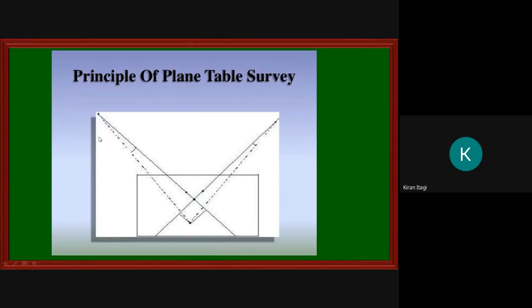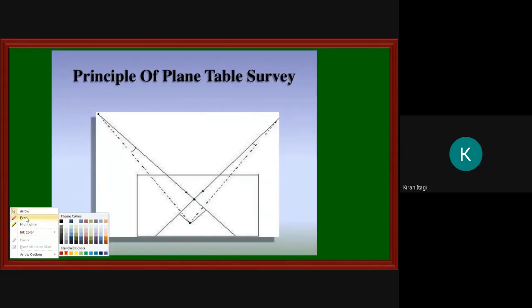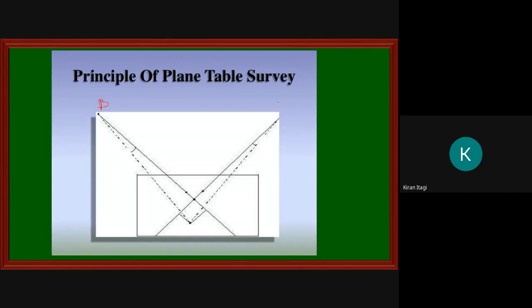Here you can see, we call it station A. Here after plotting it will be station B and here it is station C. And one more thing, I'm giving a simple example to make you understand it.